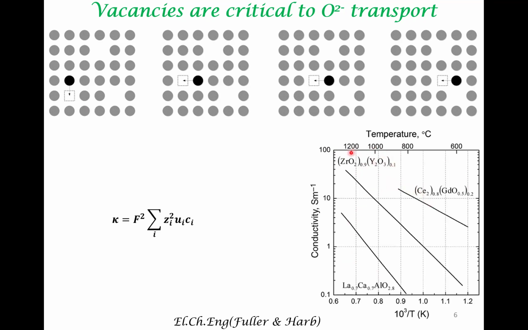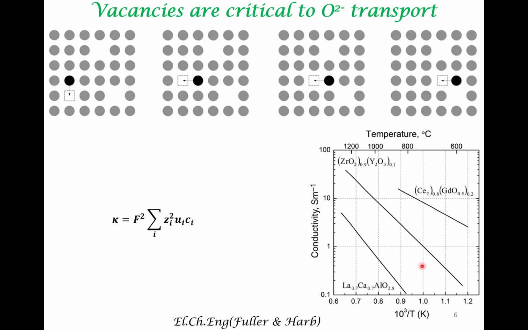electrolytes. So the main focus here is on yttria stabilized zirconia. For every substitutional replacement of zirconia by yttria, one vacancy is generated. What we see here is as the temperature increases, so that is in this direction, the conductivity also increases. This is in log scale because this is an Arrhenius plot.